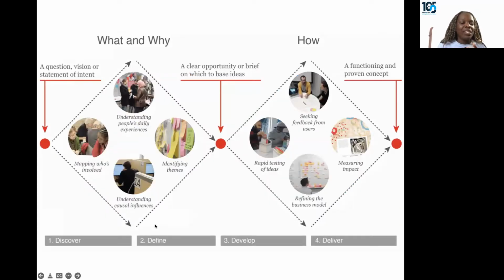Design thinking answers the questions of what and why. It gives us a vision and helps us identify the how. So it gives us all these pieces of what's going on: why does it matter, and how can we solve it? And so we discover, define, develop, and deliver during the design thinking process.